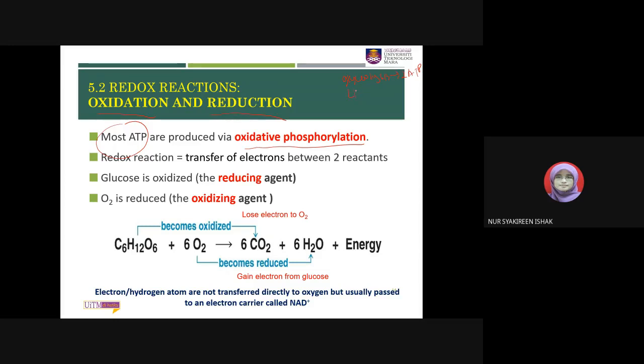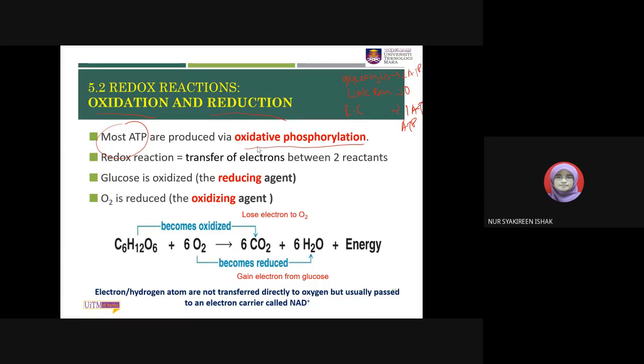And then for link reaction, no ATP produced. Okay, for Krebs cycle or citric acid cycle, for one turn, it only produces one ATP. But for oxidative phosphorylation, it produces the most amount of ATP molecule. So nanti kita tengok berapa banyak ATP yang terhasil semasa oxidative phosphorylation.